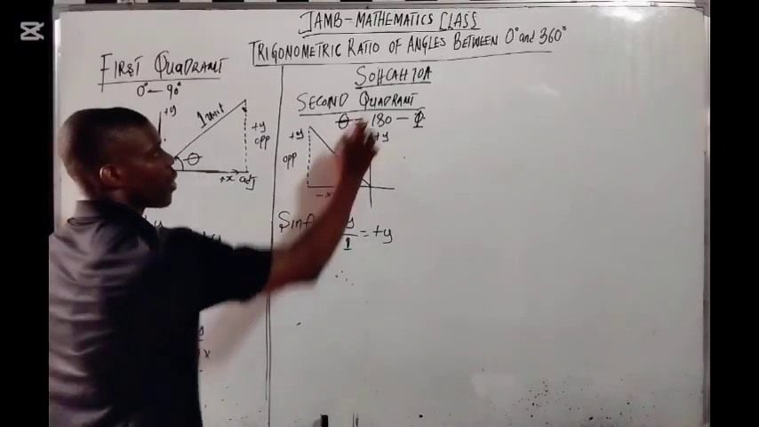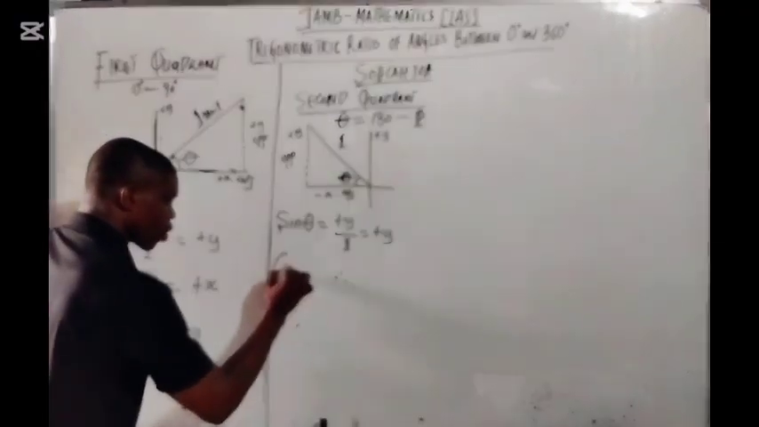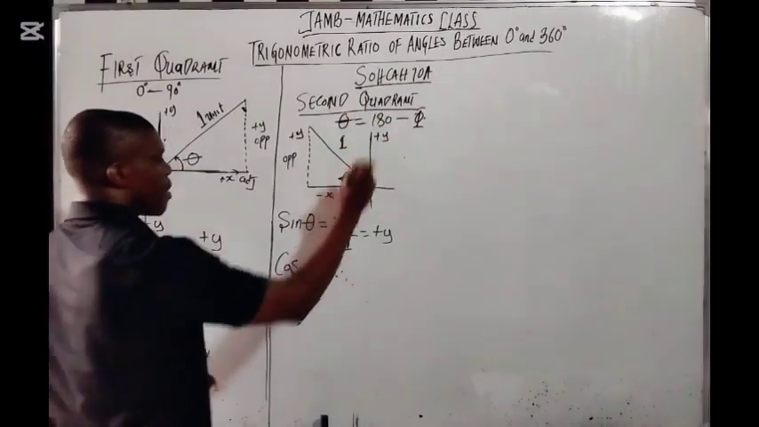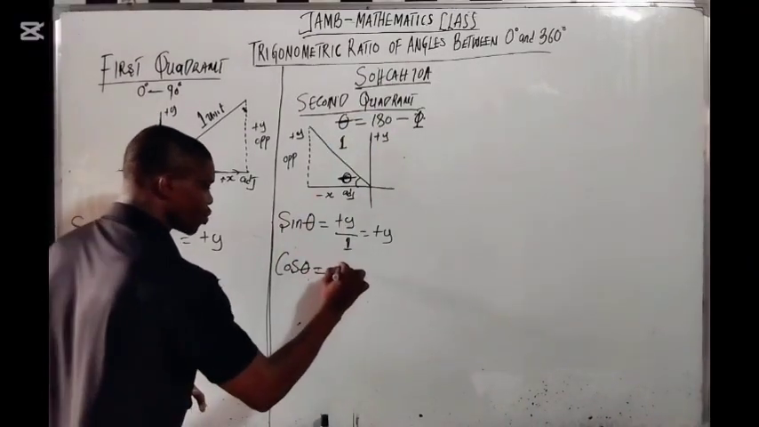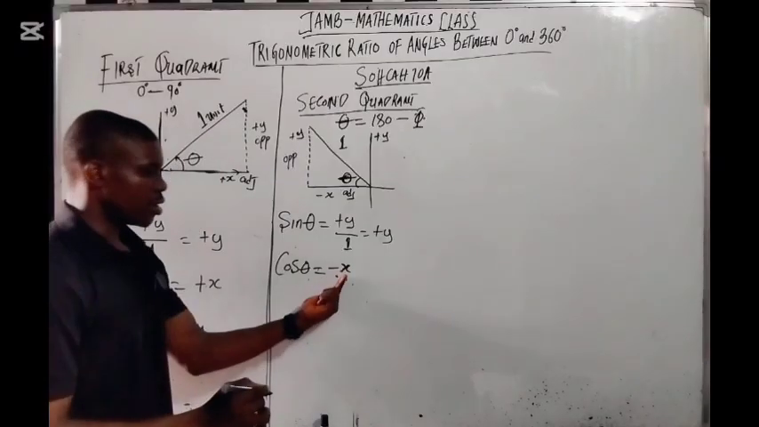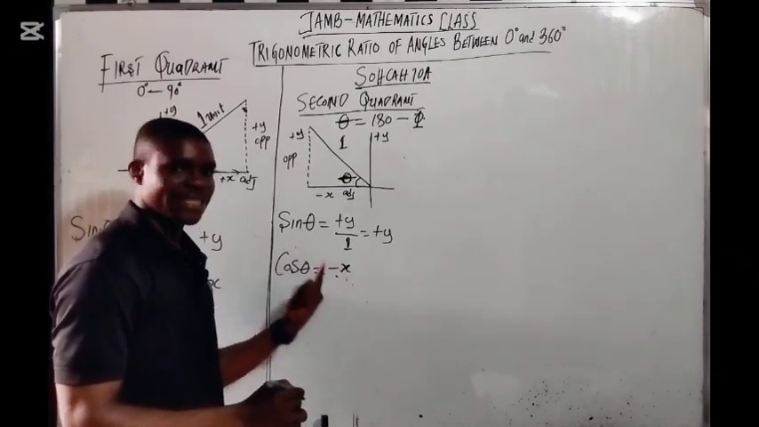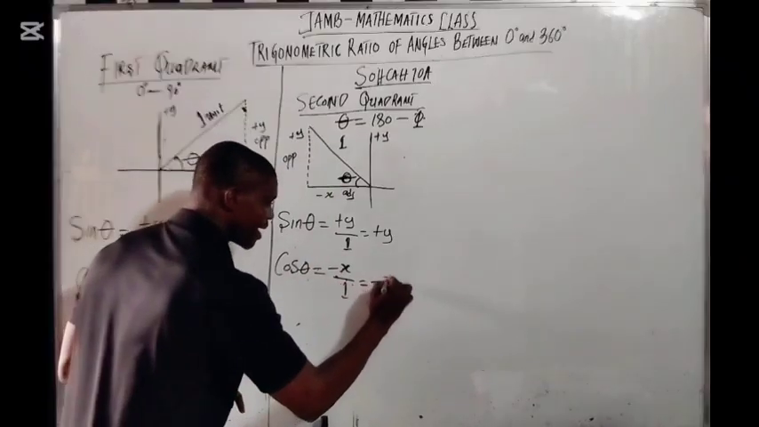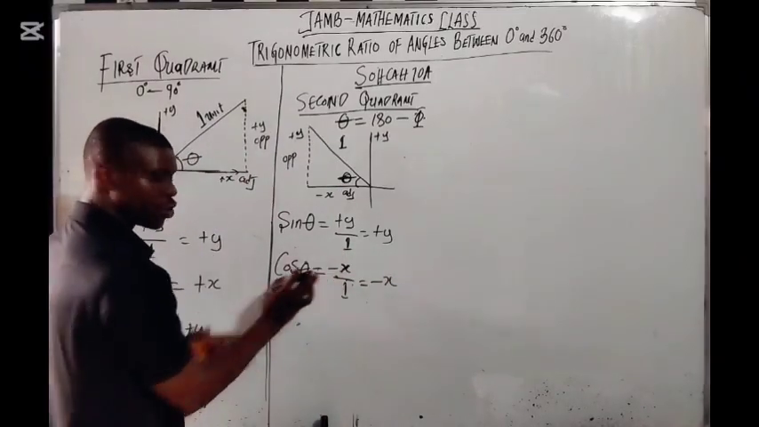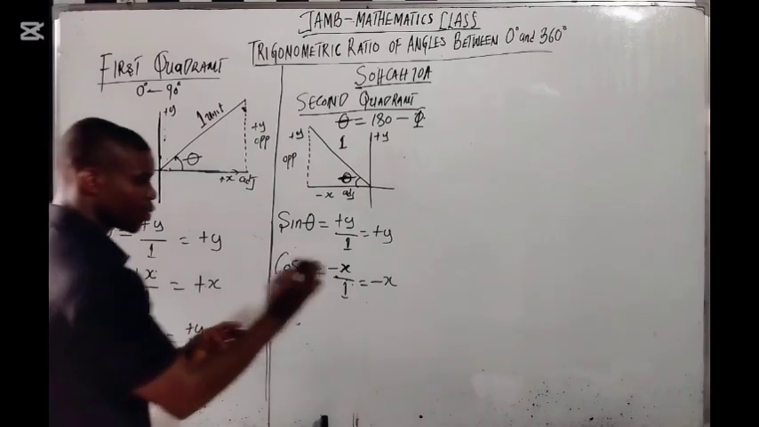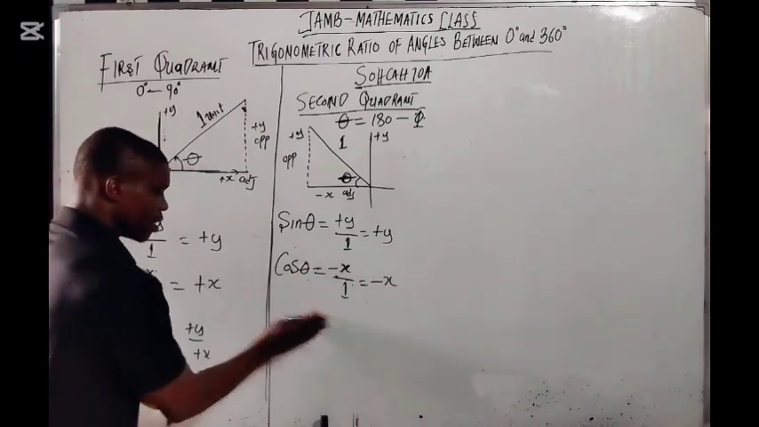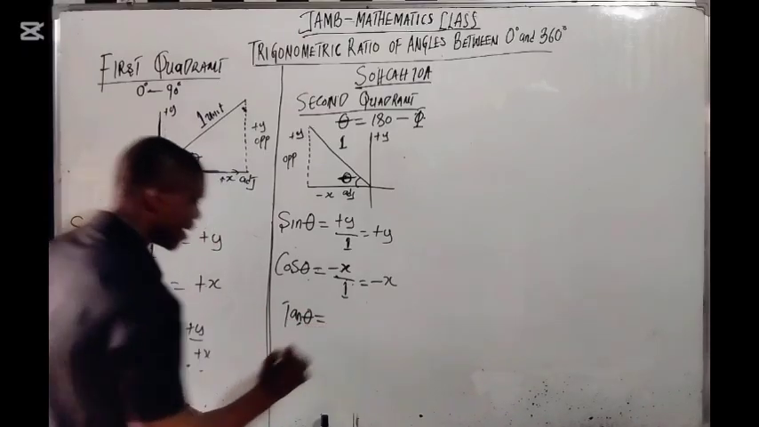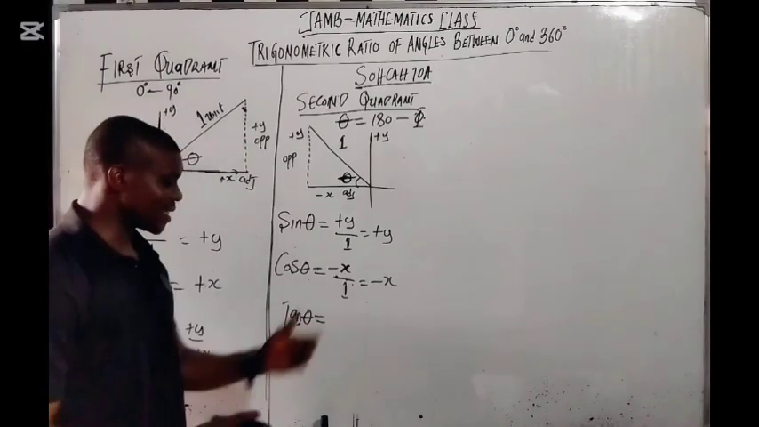Hope you understand. Look at cos theta. What is cos theta here? My adjacent is negative, minus x. This is minus x over my hypotenuse, which is 1. Here it is negative. Hope you understand. Here is minus x, that is negative. Then my tan theta. What is my tan theta?